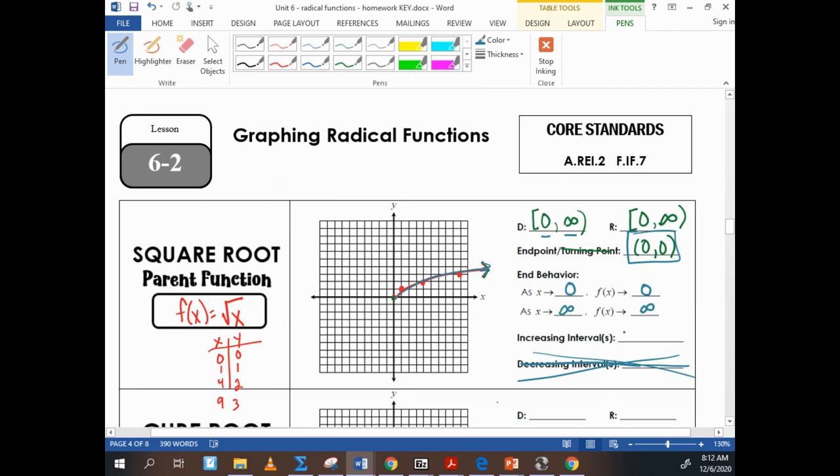So go ahead and just copy whatever your domain was, because that is also the interval that you're increasing. So I hope you're good at domains, because then you get the interval increasing as well. All right, we'll pause this video and do the cube root in our next video.